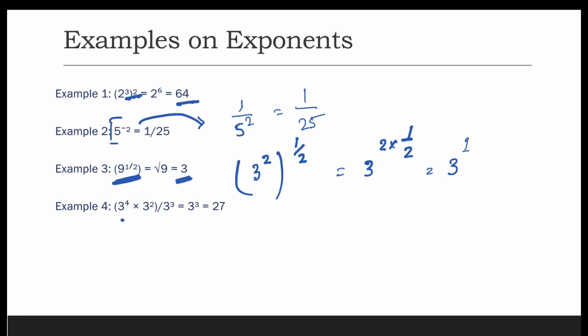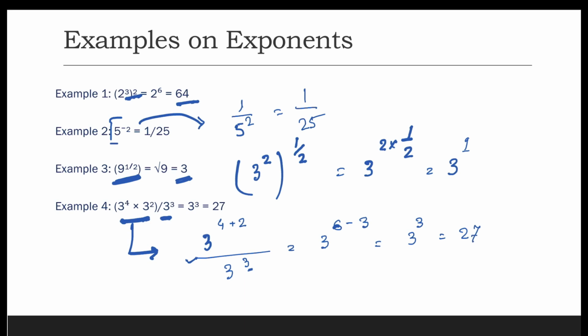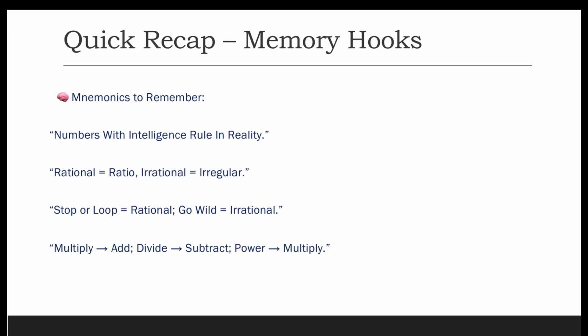3 to the power 4 into 3 to the power 2, divided by 3 to the power 3. First we do the multiply operation, so 3 to the power 4 plus 2, we add the power, divided by 3 to the power 3. Since this is division, we subtract the power. So 3 to the power 4 plus 2, which is 6, minus 3. So net is 3 to the power 3. 3 to the power 3 is 27. I hope the concept of exponents is very much clear to you.